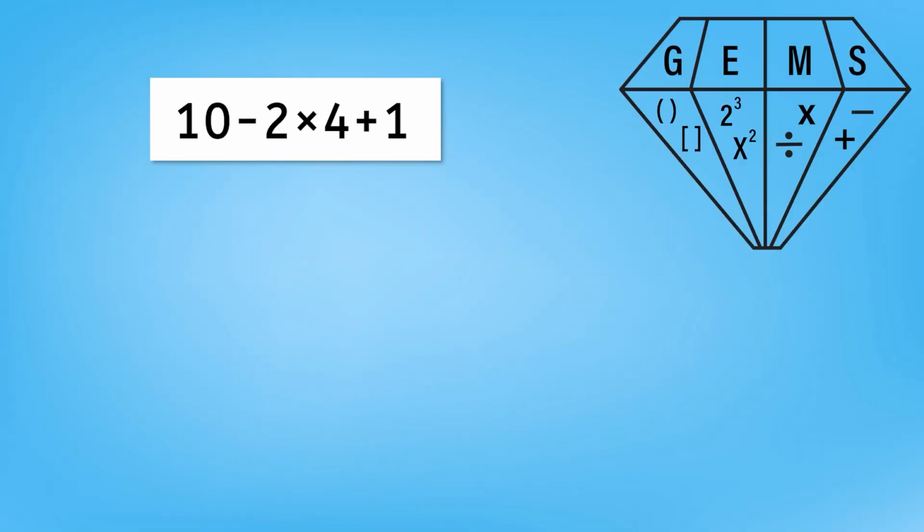Now it's time to drill into our new skills and practice using GEMS. Let's solve the equation 10 minus 2 times 4 plus 1. Pause the video here and solve using your new understanding of the order of operations.